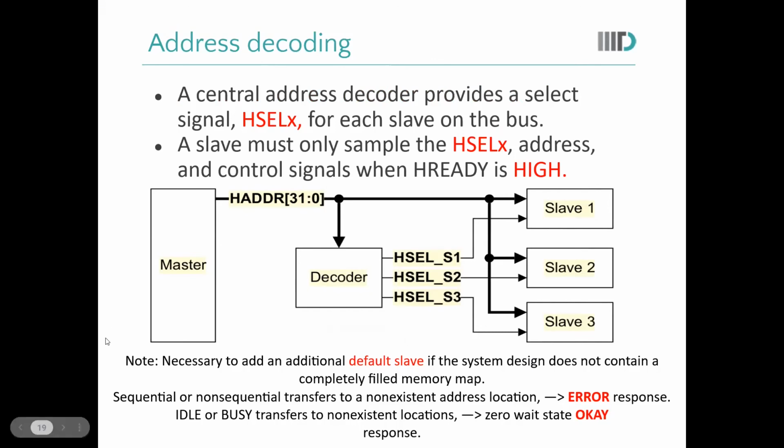Now, one thing to note is that the whole memory map should be filled. Each and every address must point to something. So if there are not enough slaves, it is necessary to add a default slave, or else an error response will be generated whenever there is a valid transfer to one of the non-existent addresses.